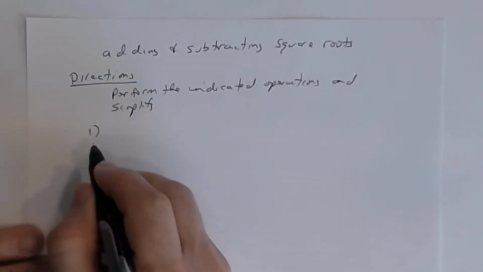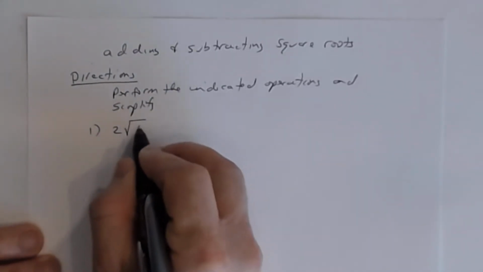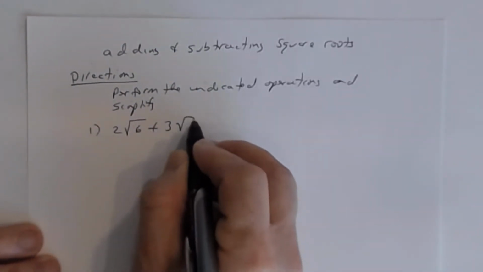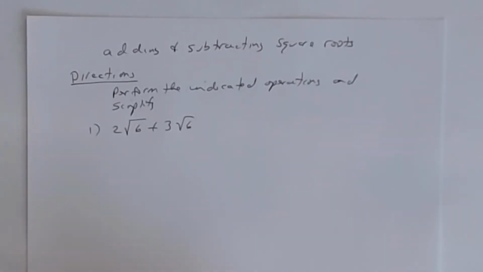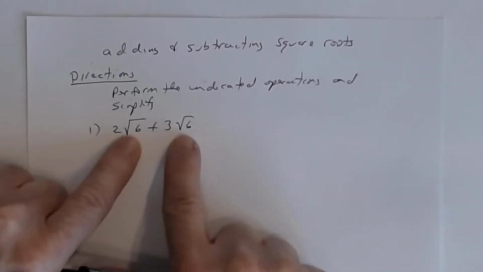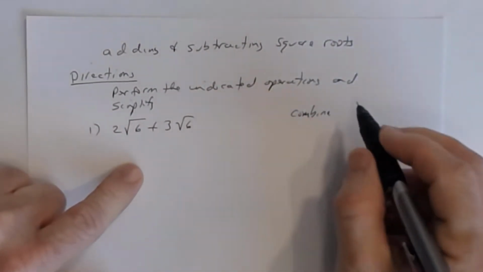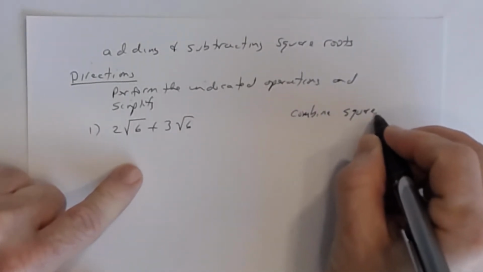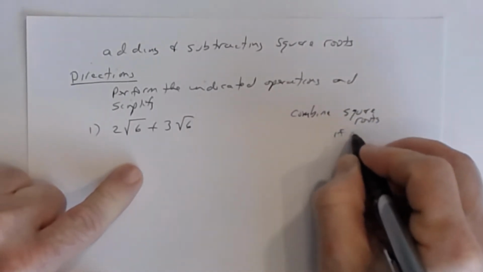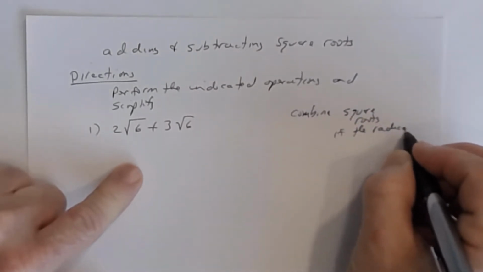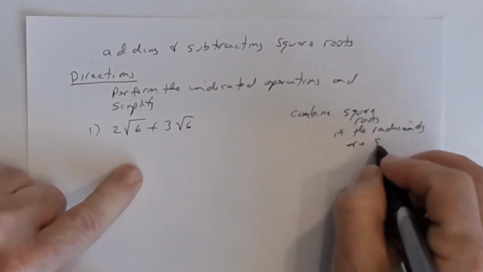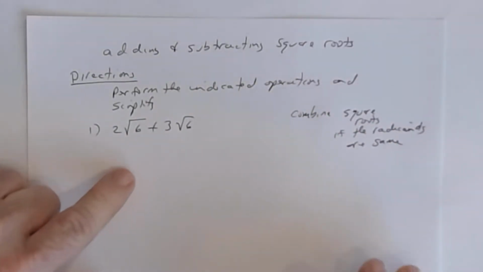Okay, so number one, you have 2 square root of 6 plus 3 square root of 6. Now remember, we're only dealing with square roots. Next week, you're going to be looking at cube roots and so on. But listen carefully. You have radicals here, square roots. You can combine square roots if the radicands are the same.